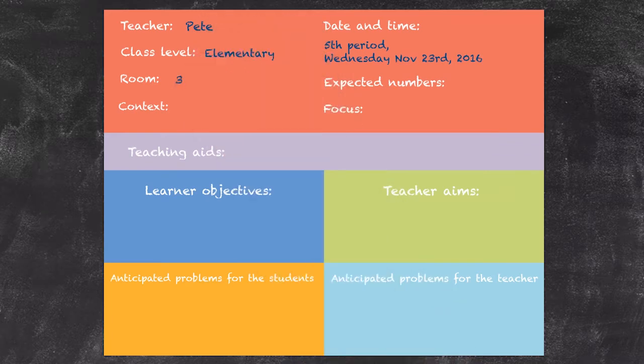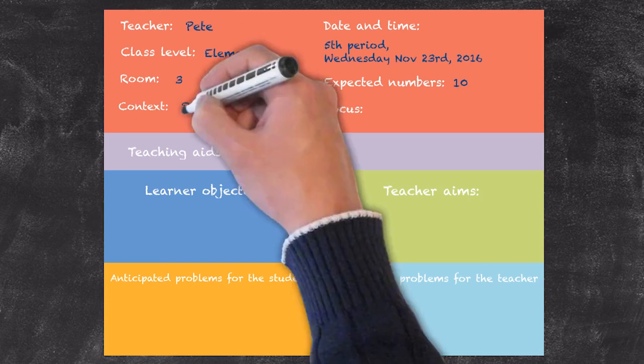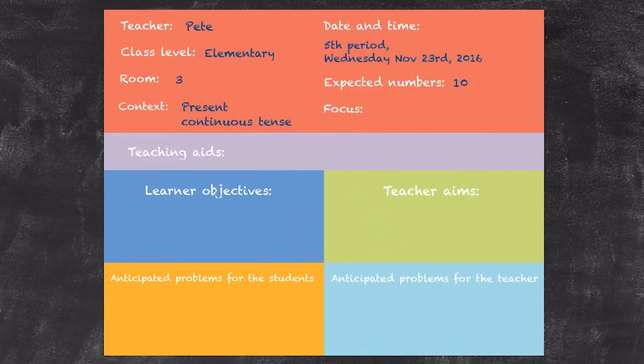Having looked through the registers, we see that the expected number of students for this particular class is going to be 10. This will help us in creating our worksheet copies. The context of the lesson for this class is going to be present continuous tense, and it may well be the first time that this particular level of class has been introduced to this tense. So our focus is going to be fairly general, and it's going to look at actions that are happening around now.